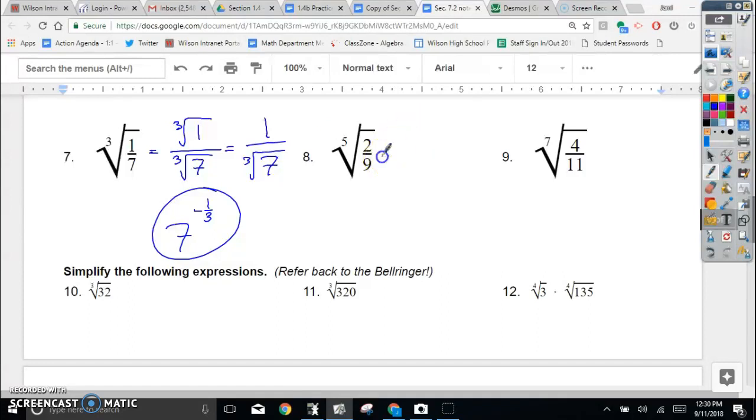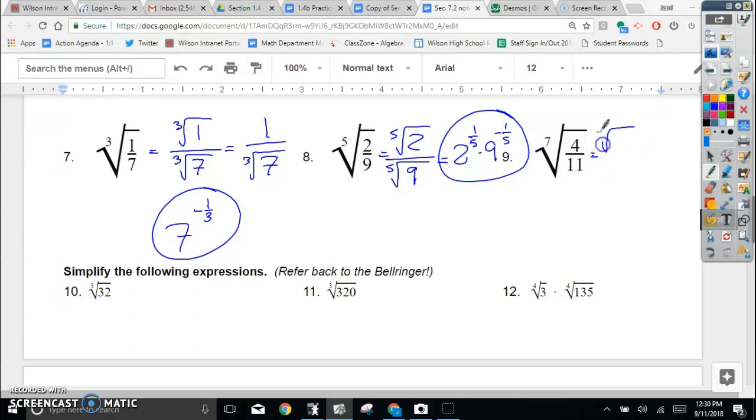Over here, we're going to get the 5th root of 2 over the 5th root of 9. So this basically is going to be 2 to the 1/5, times 9 to the negative 1/5, because it was on bottom. It is literally this straightforward. Over here, 7th root of 4, 7th root of 11. So this will be 4 to the 1/7 times 11 to the negative 1/7. Okay? And that's all they're asking you to do there with 7, 8, and 9.